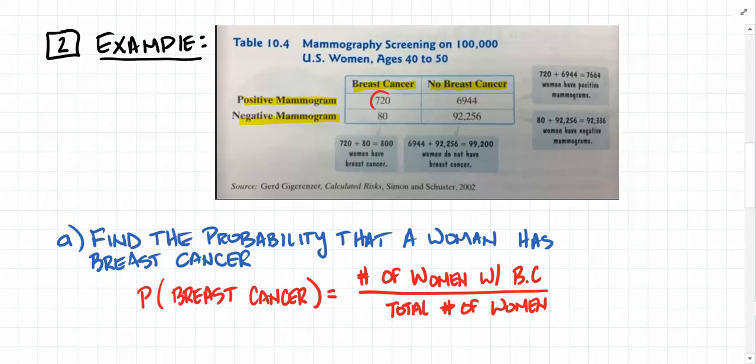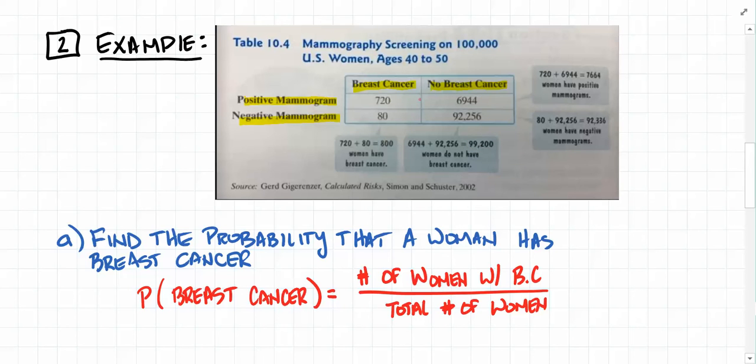The number 720 represents the women who have a positive mammogram and breast cancer. The number 80 represents the number of women who have a negative mammogram but do have breast cancer. And then the grand total of 800 is all the women who have breast cancer. Over here, no breast cancer and a positive mammogram is 6,944, and no breast cancer and a negative mammogram is 92,256. So the combination of these two, 99,200, are women who do not have breast cancer at all.